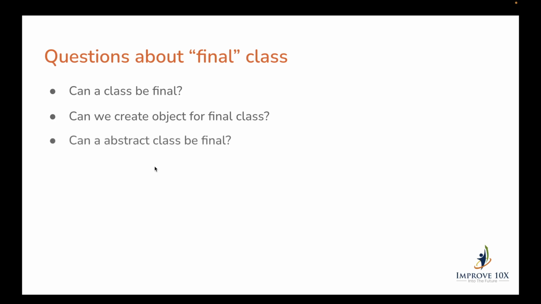Next, can an abstract class be final? Obviously no. Abstract class itself means that it needs to be inherited or implemented, and final means it cannot be inherited because it is already implemented, so they both are contradictory. Next, can an interface be final? Again, the answer is no, because interface is meant to be implemented by somebody. If it is already final, it doesn't make sense.